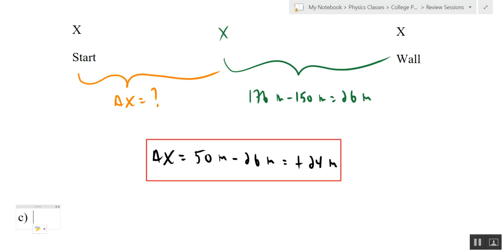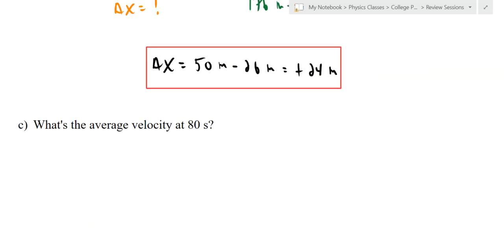Okay, so the next part is what's the average velocity at 80 seconds, right? The average velocity of the swimmer at 80 seconds, right? All right. Does anyone have an answer first before? What was it? 0? 0.3. Velocity.